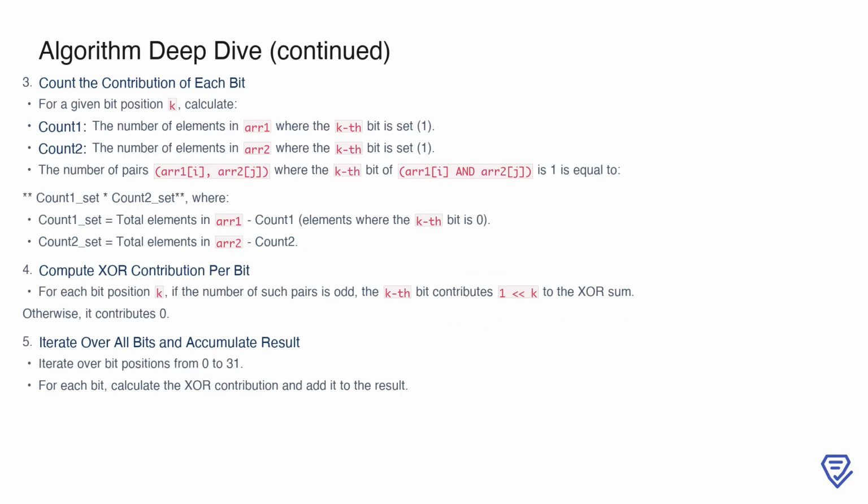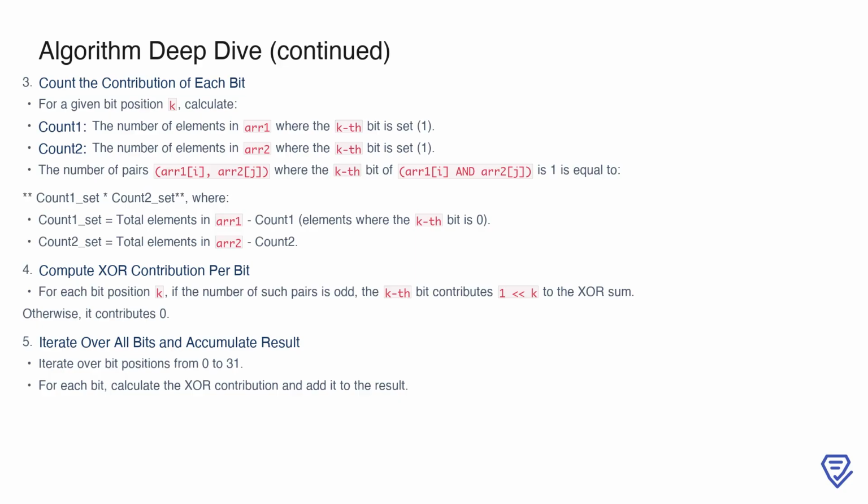To compute the XOR sum efficiently, we focus on the contribution of each bit. For a given bit position k, we need to determine how many pairs contribute to the kth bit of the result. This involves counting, first, the number of elements in ARR1 where the kth bit is set to 1, which we call count1, and second, the number of elements in ARR2 where the kth bit is set to 1, which we call count2.